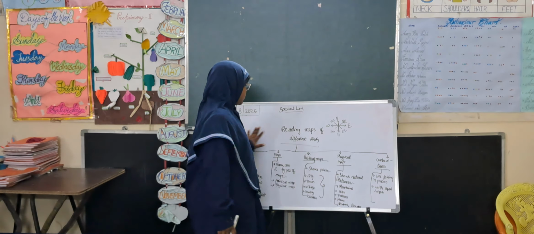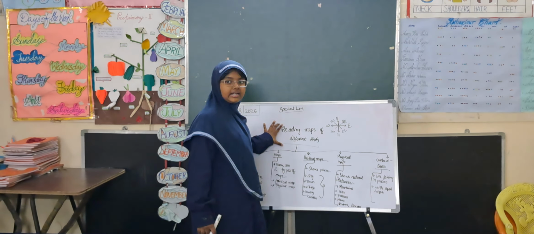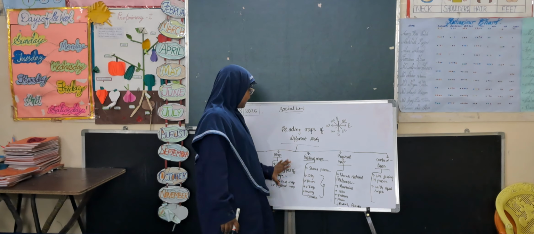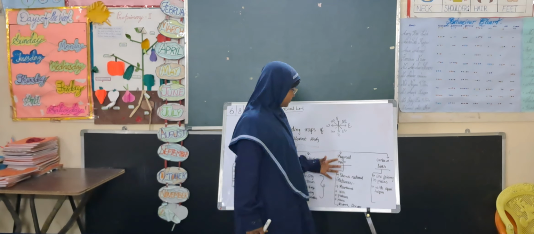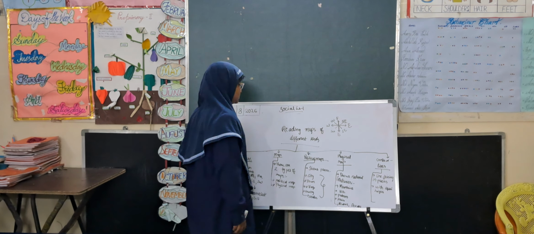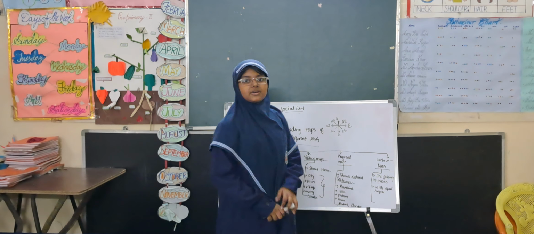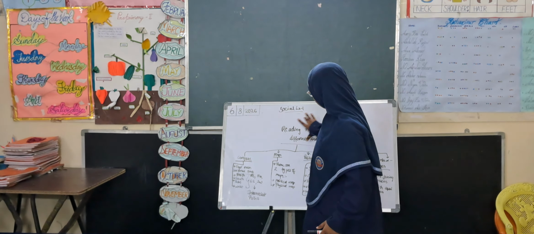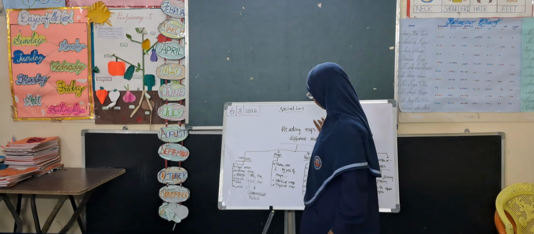So we can understand from this lesson that it is all about maps: what political maps are, what physical maps are, what contour lines are, what the compass is, how to use maps, and how maps help us. In this lesson we have learned about maps and the different types of maps.